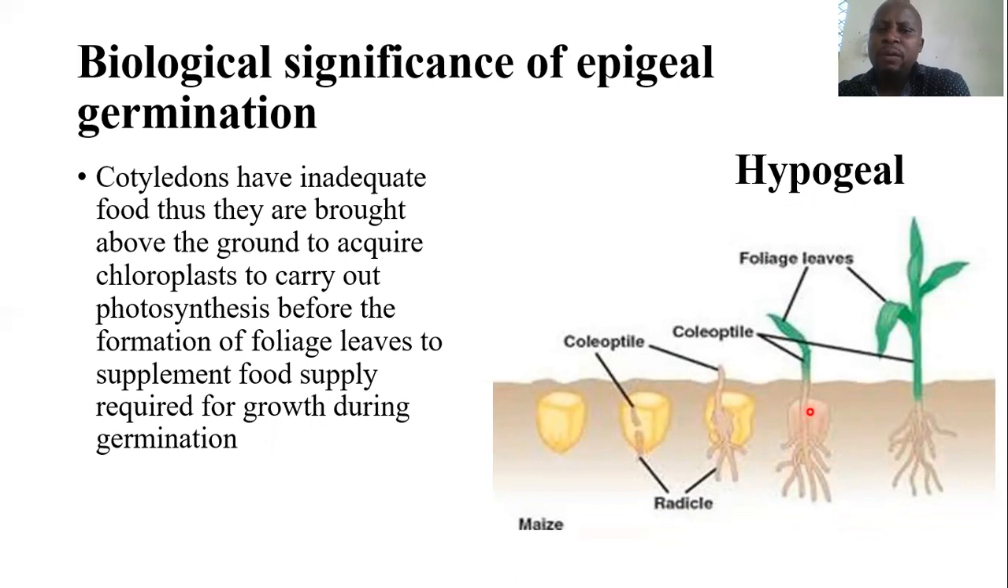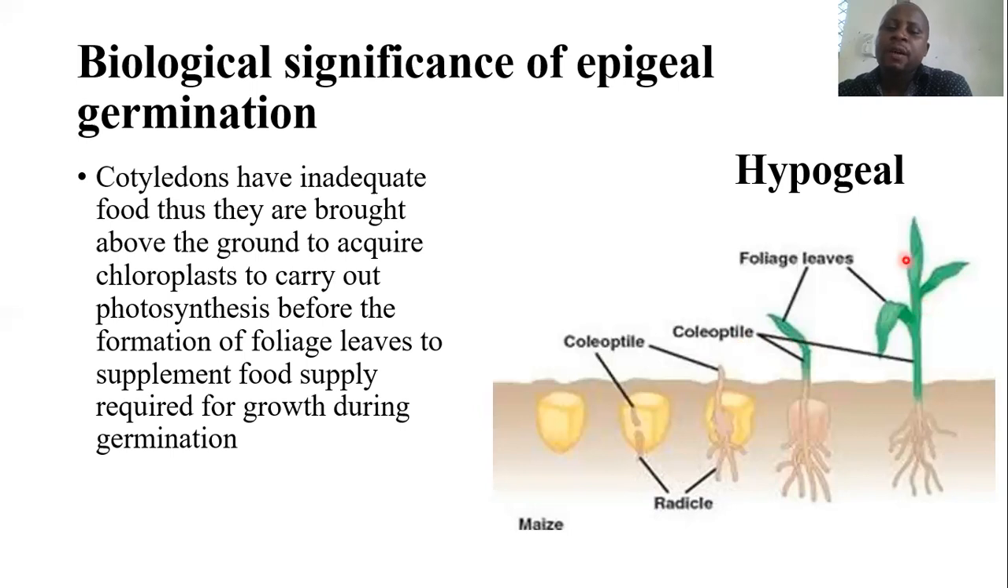So what actually happens in this process? Now, the radicle goes downwards, protected by what we call the coleorhiza. This will lead to the formation of roots. On the other hand, the plumule will tend to grow upward, and it is usually protected by the coleoptile. Then when the plumule, together with the coleoptile, reaches above the ground, the first foliage leaves will emerge from the coleoptile, hence forming the first foliage leaves.